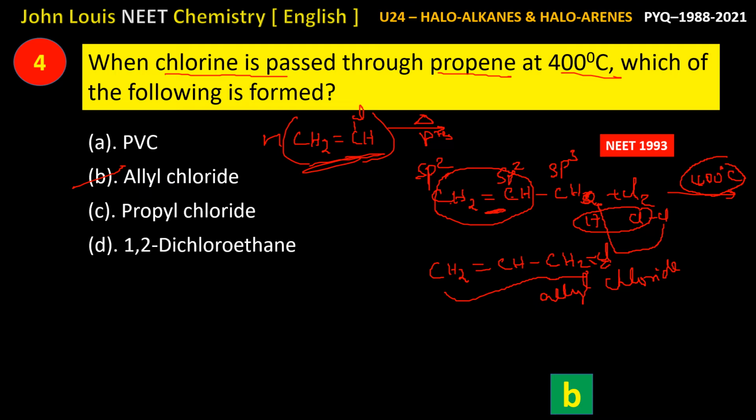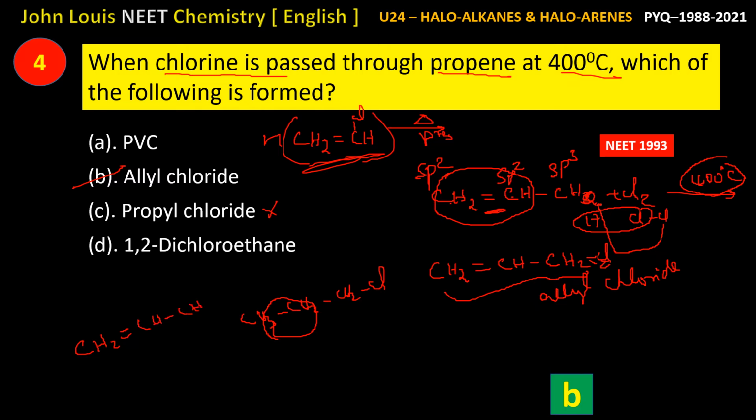Then propyl chloride. What is propyl chloride? CH3 CH2 CH2Cl. That means the double bond has become a single bond and chlorine is added. When chlorine is added, there is no way hydrogen could be added here. Therefore, this is not possible. Then 1,2-dichloropropane. That is possible, but at higher temperature this is not possible.